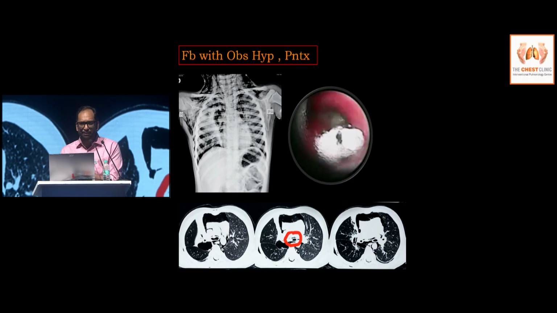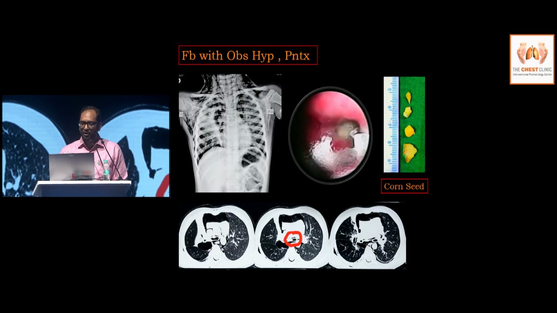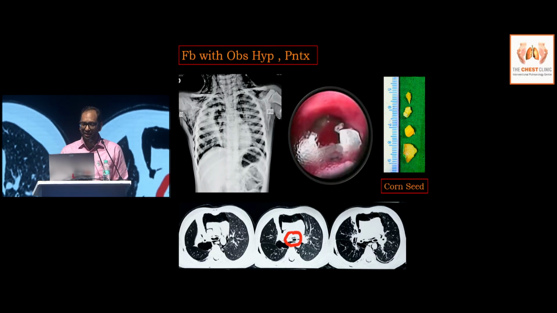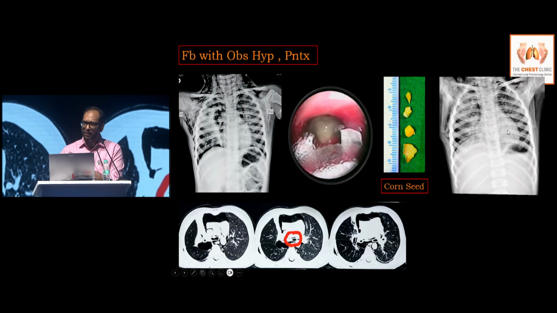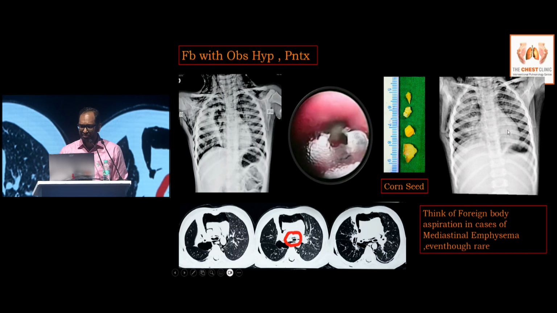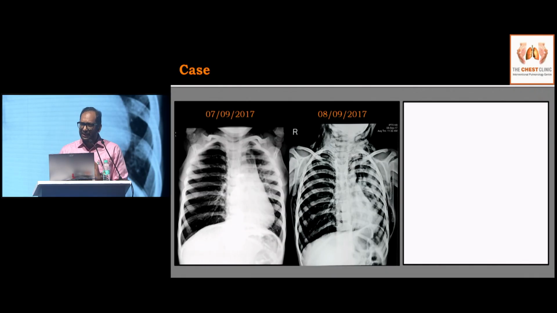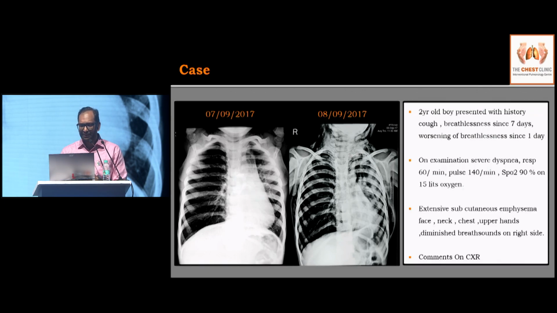Basically, why does this subcutaneous emphysema happen? Initially you have a ball valve mechanism on the right side, you start developing pneumothorax, then it ruptures, and you have subcutaneous emphysema. Luckily for this child, all the parts of the foreign body were on the right side, so we were able to retrieve it, and believe me, the subcutaneous emphysema disappears. So this is another challenging case. This is a 2-year-old boy, again presented with a similar condition.